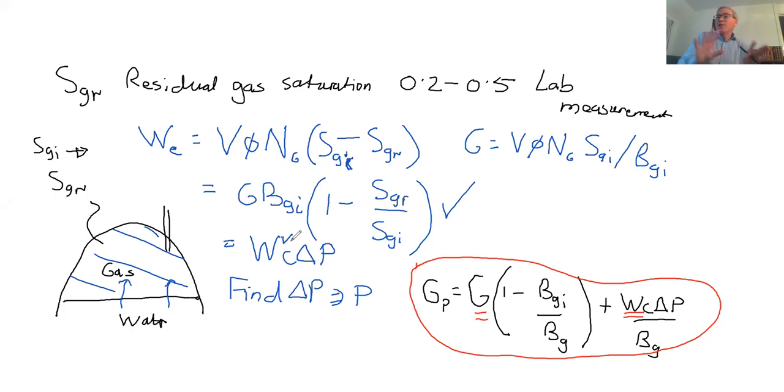I'm not going to write the equation down because I've got room on the whiteboard, but you can write down the equation. It's in the notes. There's nothing mysterious about it. And from that, you find pressure. So you can actually find P, or more to the point, PF, the final pressure at which the gas field is full of water and you're not producing any gas. And that pressure is a finite number, right?